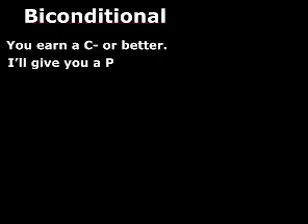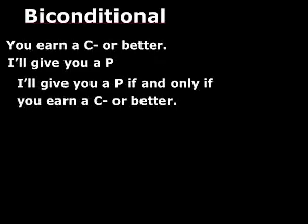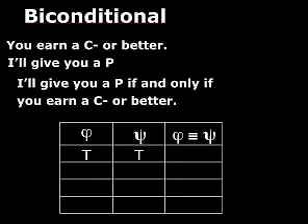Next up is the biconditional. This is actually official UCSD policy for people who take a class pass, not pass, PNP. So suppose here are two atomic statements: you earn a C- or better, and I'll give you a P, meaning pass, in the class. And I tell you this biconditional: I'll give you a P if and only if you earn a C- or better. So it's a biconditional. Well, this one's pretty true.